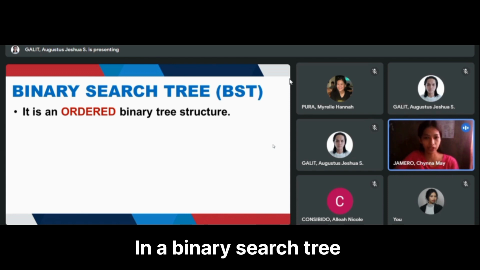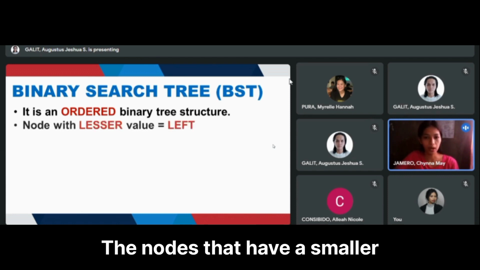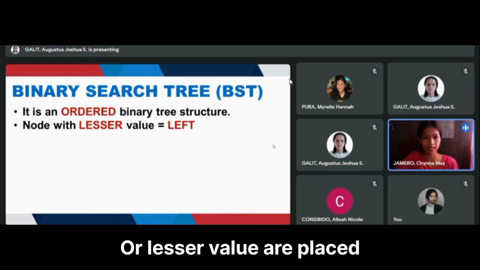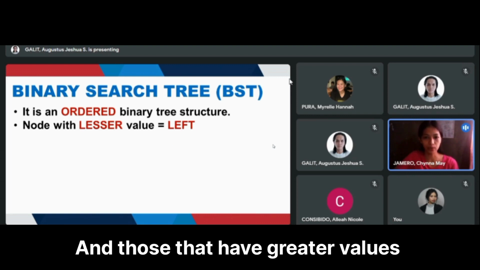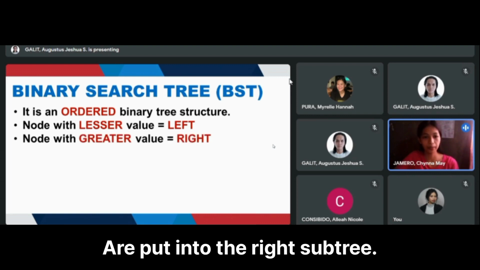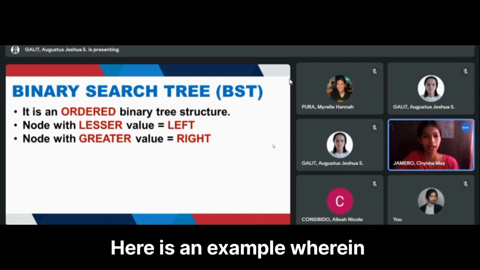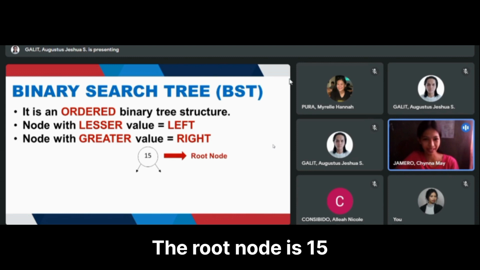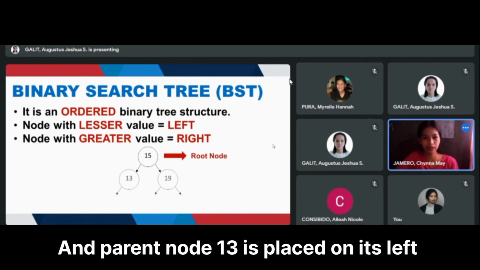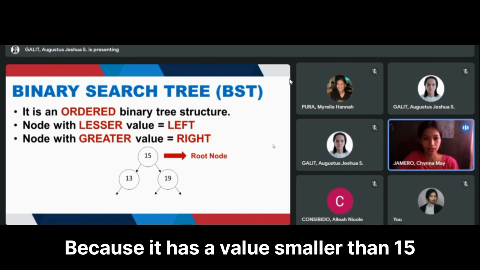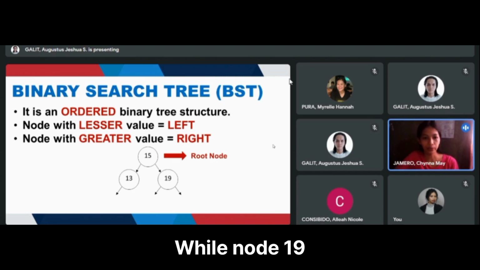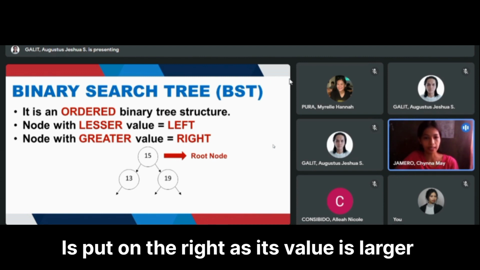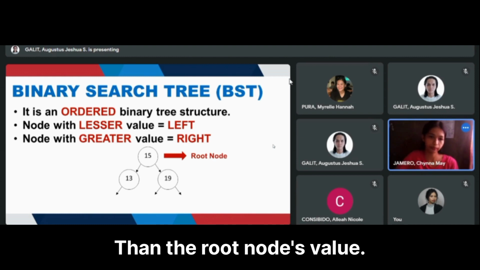In a binary search tree, the nodes that have a smaller or lesser value are placed in the left subtree, and those that have greater values are put into the right subtree. Here is an example wherein the root node is 15 and parent node 13 is placed on its left because it has a value smaller than 15, while node 19 is put on the right as its value is larger than the root node's value.